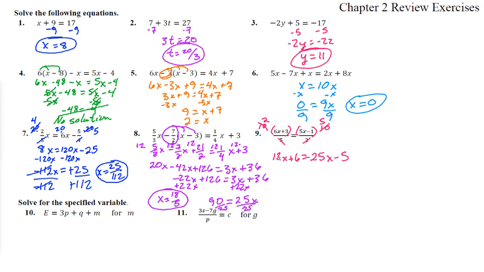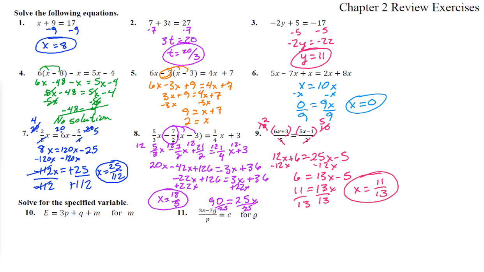All right, so subtract 12x from both sides. Minus 12x from both sides, and we have 6 equals 13x minus 5. Add 5 to both sides, and we get 13x equals 11. Divide by 13, divide by 13, and we get x equals 11/13. No simplification going on there.